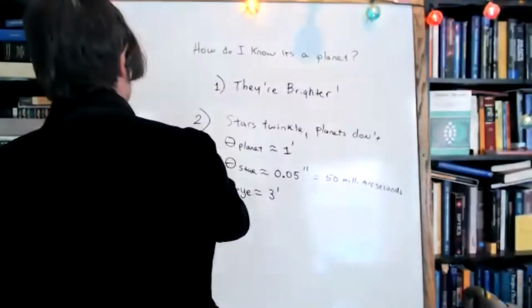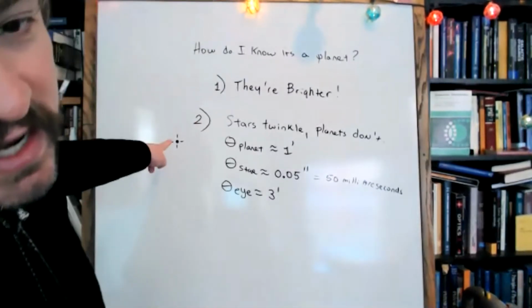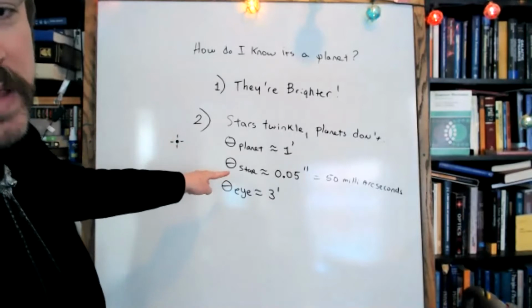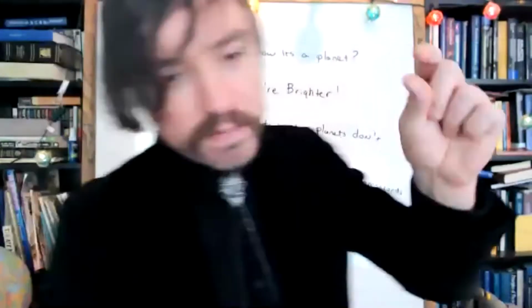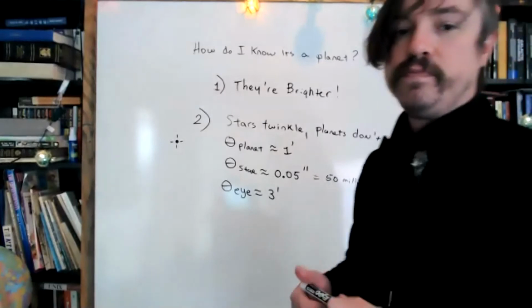Now, because stars are a much smaller pencil-thin beam, they tend to dance around due to distortions of our atmosphere and sparkle. But planets, being slightly larger in their angular size, their light is much steadier. They don't dance around as much. So the rule that astronomers use is stars twinkle, planets don't.